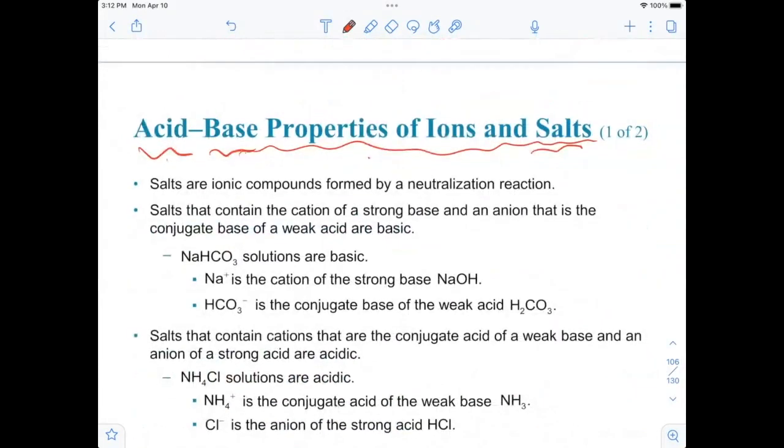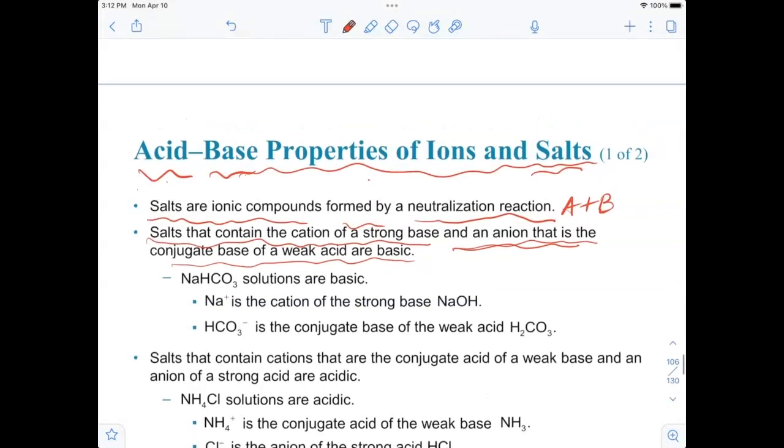Okay, so salts are ionic compounds formed by neutralization reactions between acids and bases. Salts that contain the cation of a strong base and an anion that is the conjugate base of a weak acid are basic.